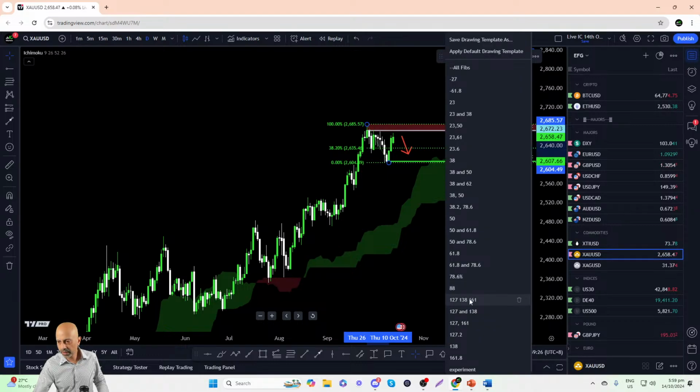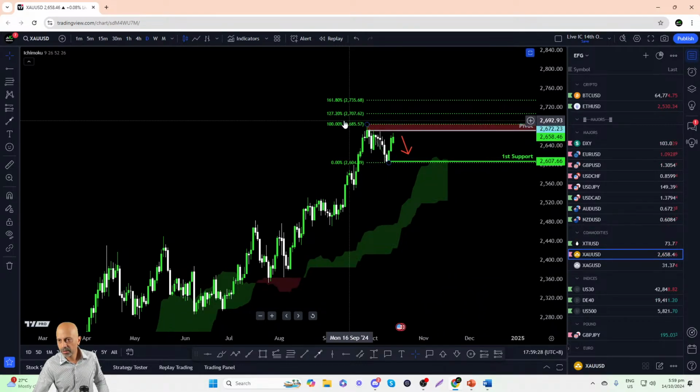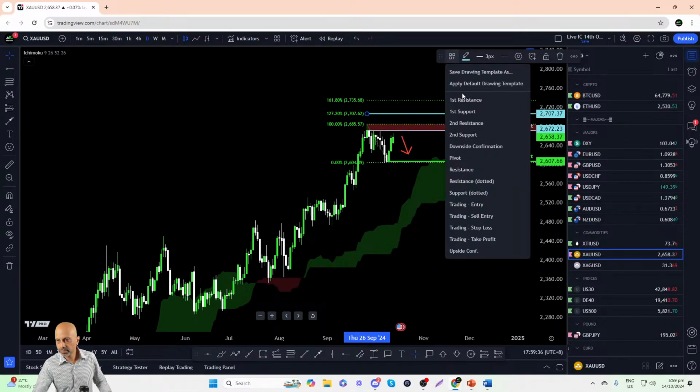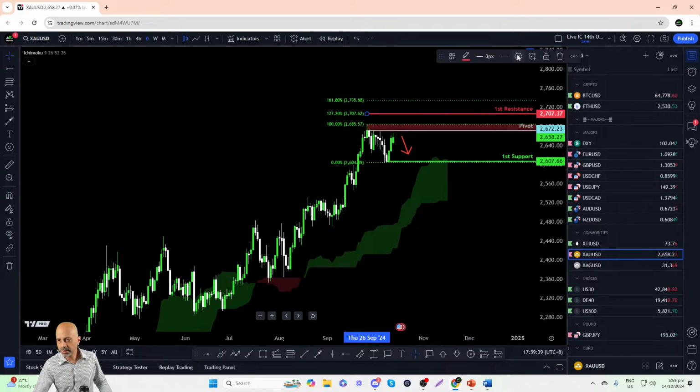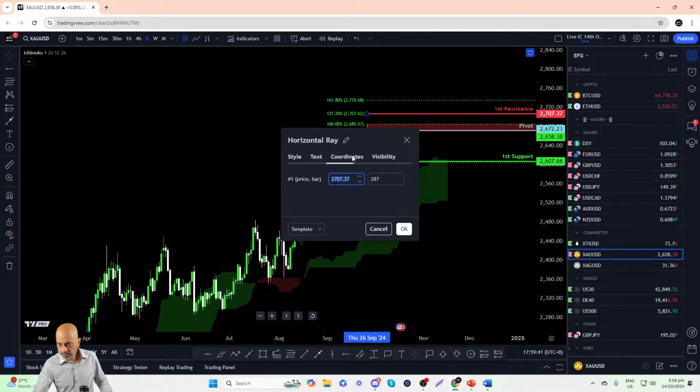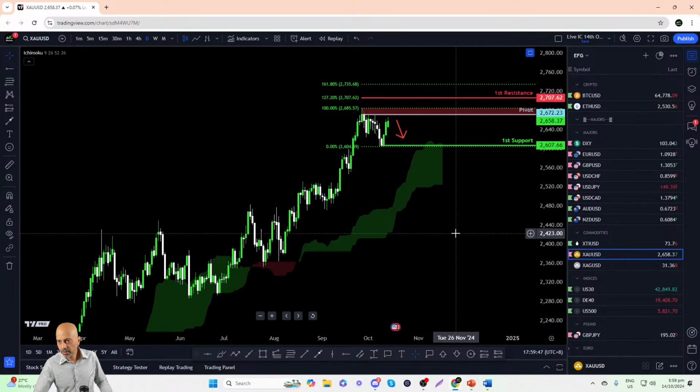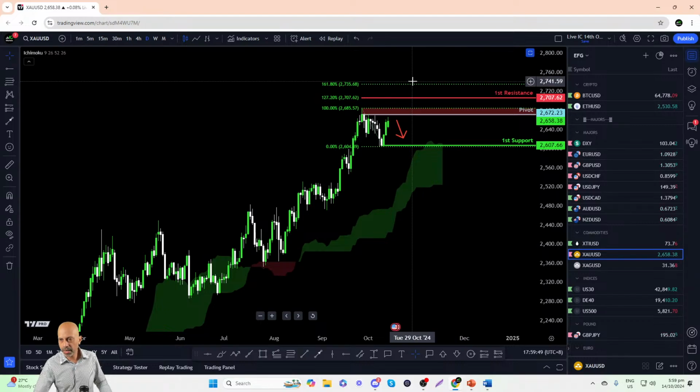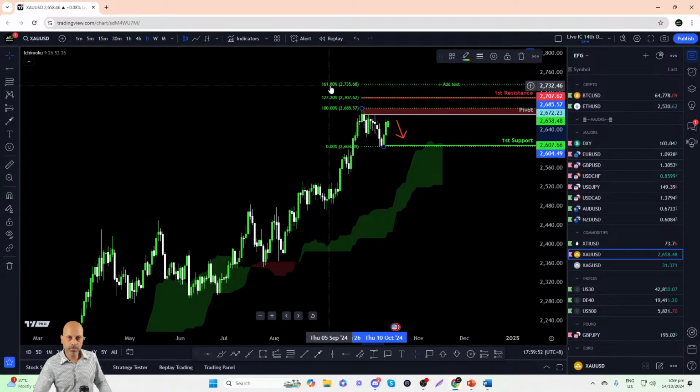Key extension levels sit at 127% and 161%. So you can see 127% is at 2,700. So potentially this is where the next major resistance for gold is going to come in, at around 2,707.62. And of course, should gold prices continue to climb higher, we can then use the 161% extension level to identify the next potential resistance barrier.